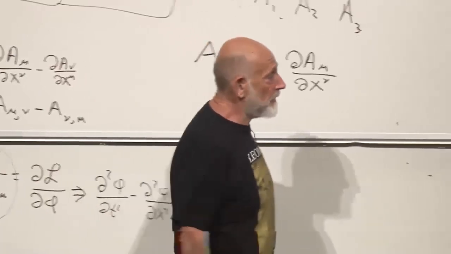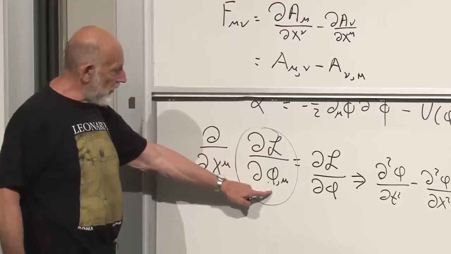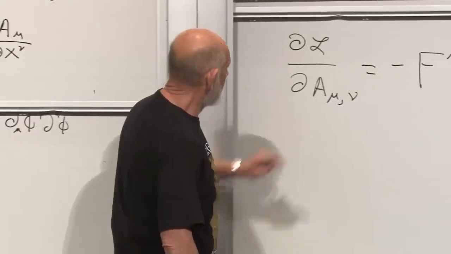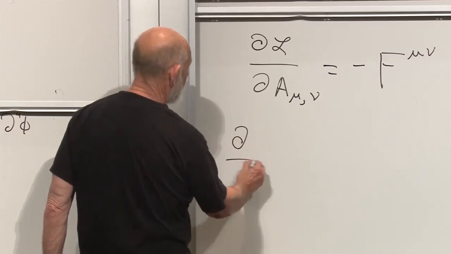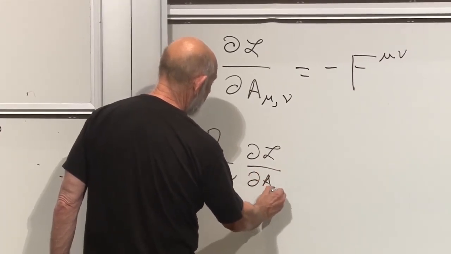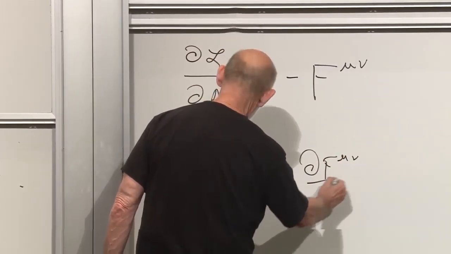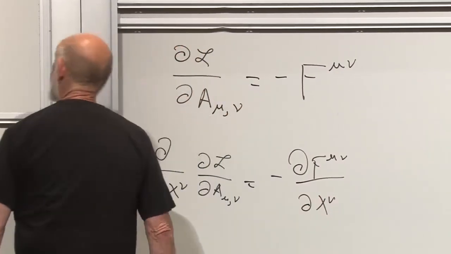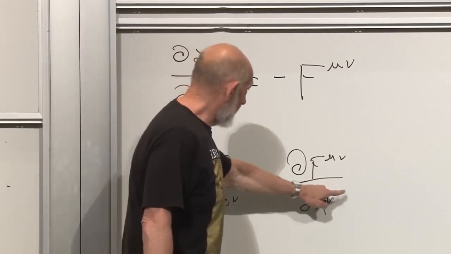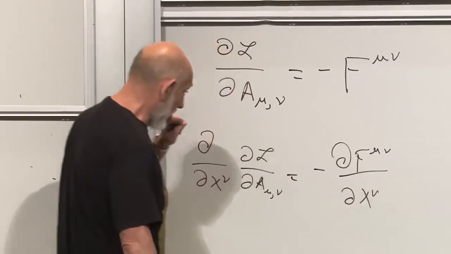What's the next step? The next step is right over here. We differentiate the Lagrangian with respect to phi mu and then differentiate again. Okay? So, d by dx nu of dL by dA mu comma nu. That's just minus the derivative of f mu nu with respect to x nu. That's what's turning up here. Right? Differentiating with respect to x nu just gives us the left-hand side of Maxwell's equations.